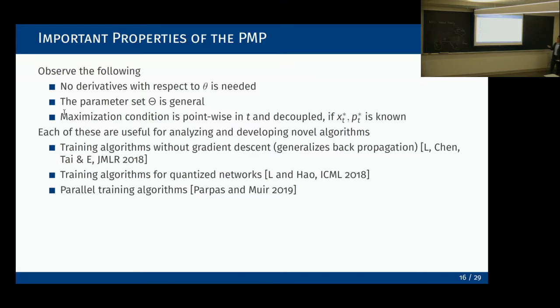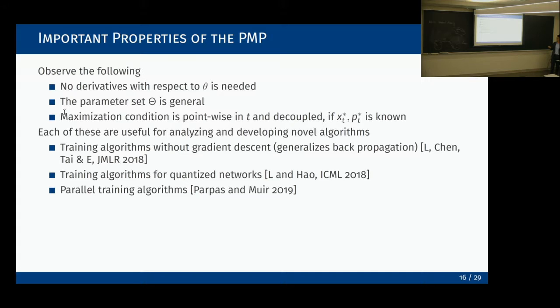Each of these properties actually leads to some algorithms. The first one is no derivative. You can show that you can derive training algorithms by not relying on gradient descent at all, and it sort of generalizes backpropagation. The maximum principle, in some sense, you can think of as a generalization of the backpropagation idea of calculating gradients using forward and backward flows.